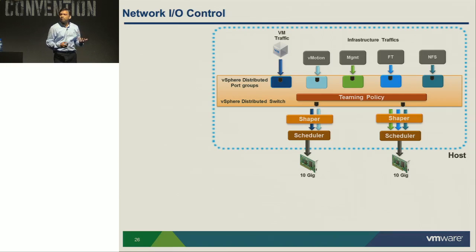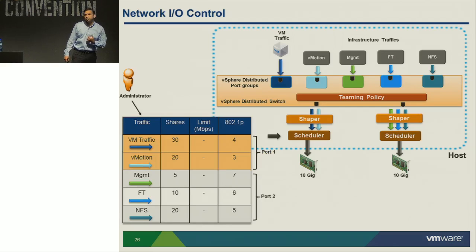Now, if you add virtual machine traffic, for example, now in this case, what is happening is virtual machine and vMotion traffic are flowing through the same physical NIC. And this is a scenario where vMotion can take as much bandwidth as it can, and then it can impact the virtual machine traffic. So what do we do with that?